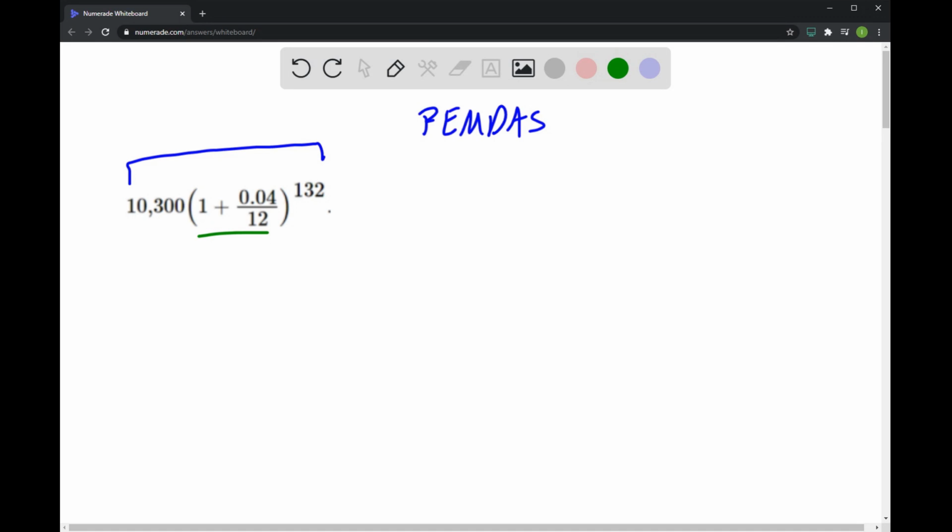So then it says multiplication and division. So we'll need to do 0.04 divided by 12. So let's go ahead and write that out. So we have 10,300 times 1 plus 0.04 divided by 12.